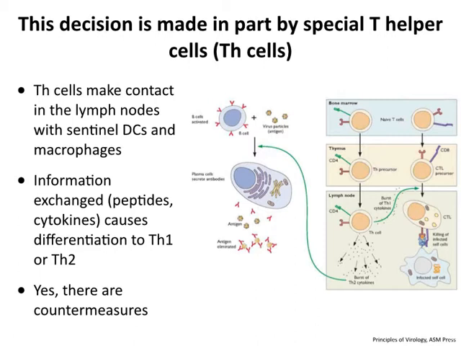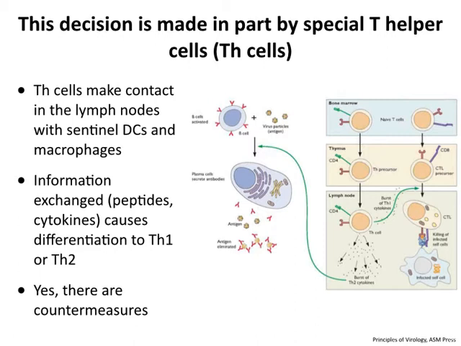So again, Th1 helper cells make cytokines that largely bias to CTL production, and Th2 helper cells will bias you to antibody production. Okay, so the information exchange between the sentinels and the lymph node T cells determines whether you're mostly going to have antibody or CTLs, or a mix of the two. Most infections are a mix of the two. And of course, yes, there are countermeasures to this as well.